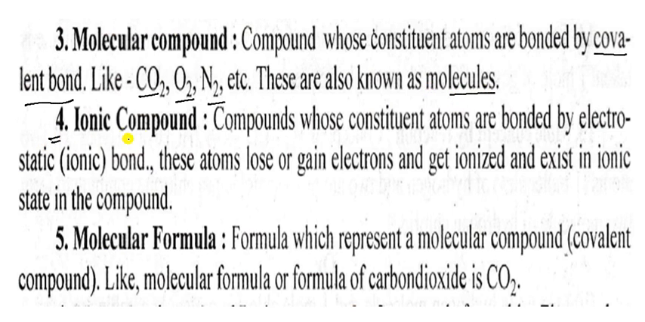Now compounds whose constituent atoms are bonded by electrovalent bond have electrostatic force or ionic bond. These atoms lose or gain electrons, get ionized and exist in ionic state in the compound. Let us see the fifth number, molecular formula. Molecular formula represents a molecular compound, that is the covalent compound, like molecular formula of carbon dioxide. It is CO2. So that is the molecular formula.